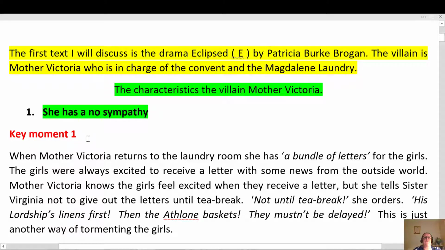So the first key moment for this is when Mother Victoria returns to the laundry room. She has a bundle of letters for the girls. The girls were always excited to receive a letter with some news from the outside world. Mother Victoria knows the girls feel excited when they receive a letter, but she tells Sister Virginia not to give out the letters until tea break. "Not until tea break," she orders. "His lordship's linens first. Then the at-home baskets. They mustn't be delayed." This is just another way of tormenting the girls.